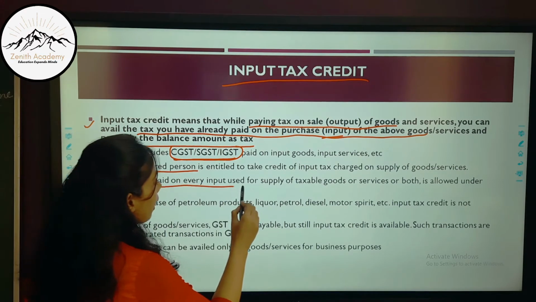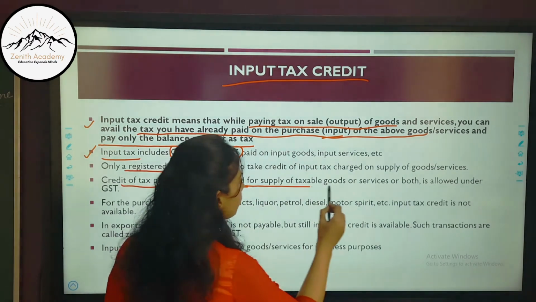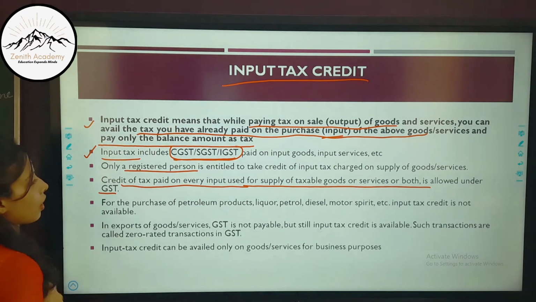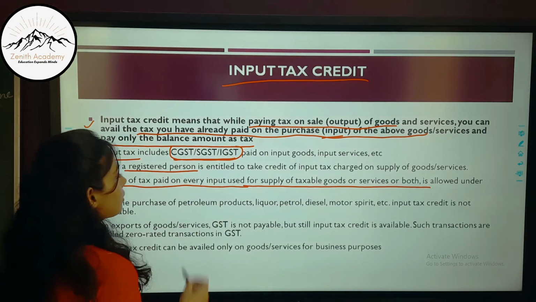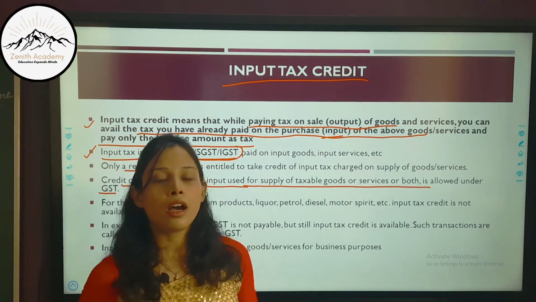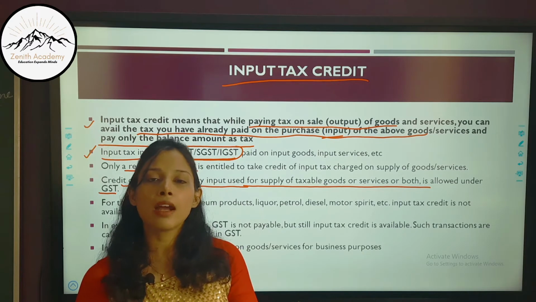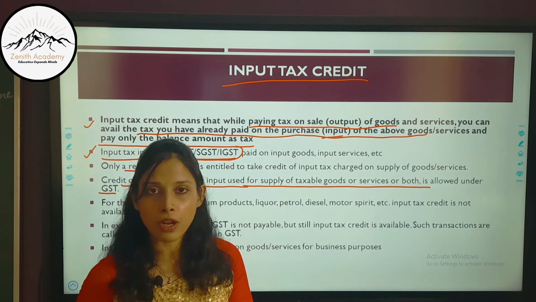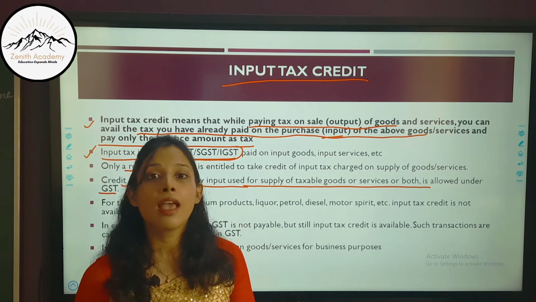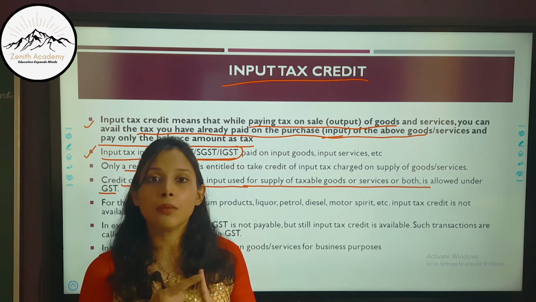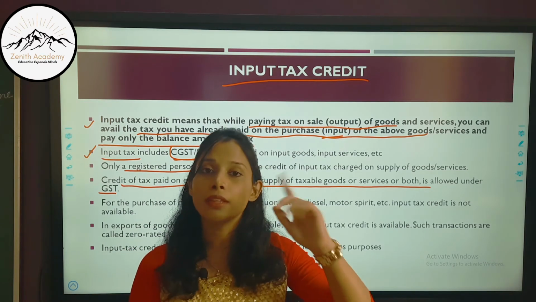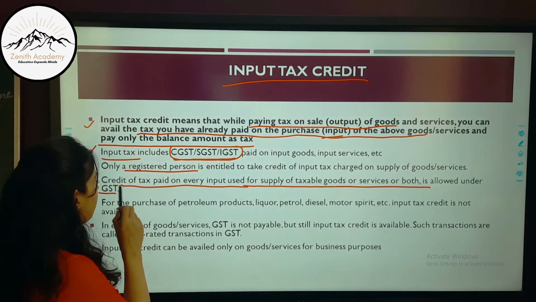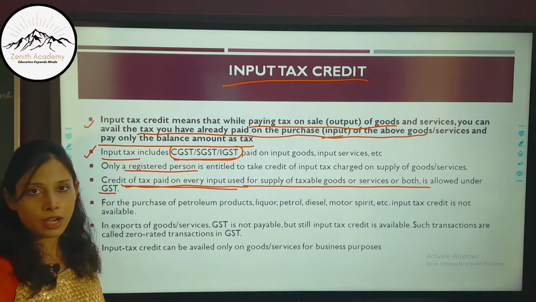Credit of tax paid on every input used for supply of taxable goods or services is allowed under GST. For this, let's consider an example. A shopkeeper has a shop, and in that shop he uses electricity services, that is for lighting his bulb, etc. That electricity service is chargeable to tax, and the amount paid by the shopkeeper as tax on those electricity charges is allowed to be claimed as input tax credit.